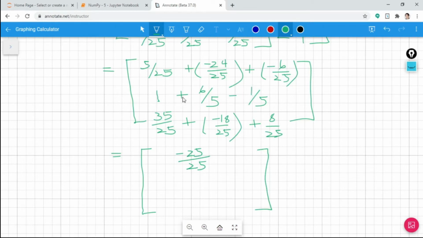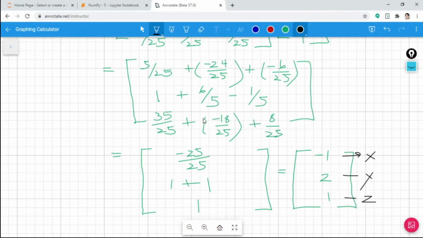So 1 plus 1, let me write this one. So we got here 1 plus 1. So the last one, we got negative 10. So we got 25 over 25, so the value is 1. So if we simplify this one, we have a negative 1, so we have 2 and 1. So I think this is the solution. So this will be the x, this will be the y, and this will be the z.